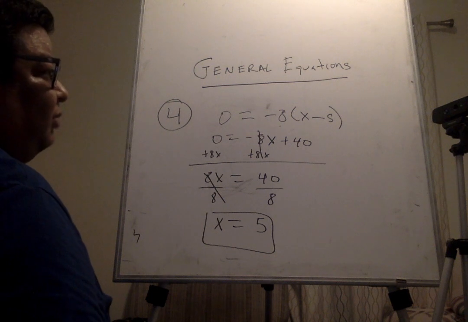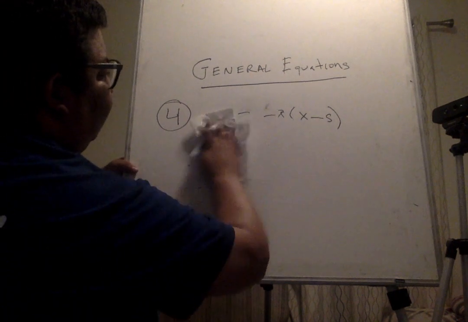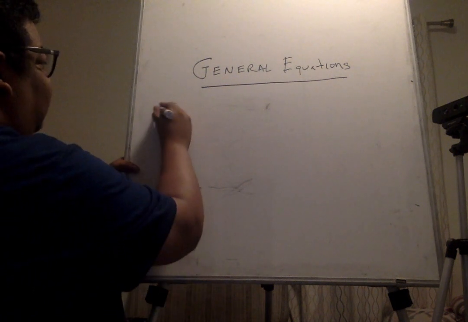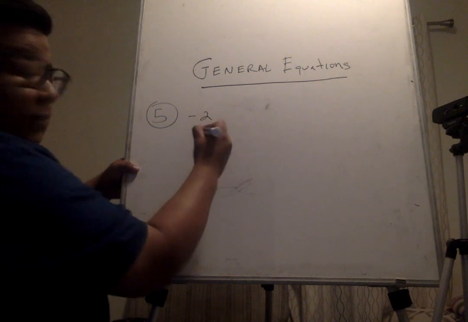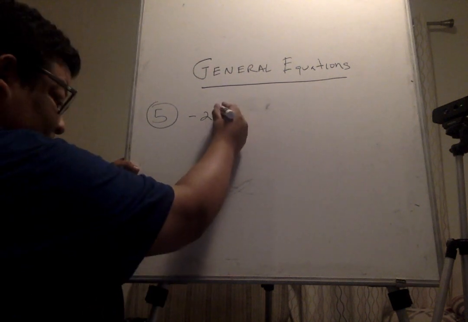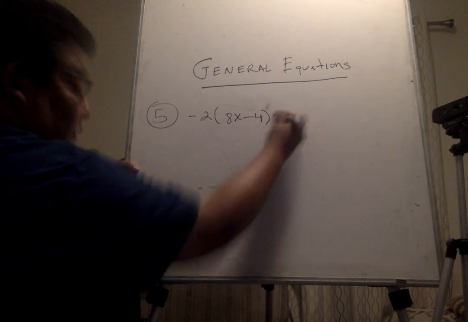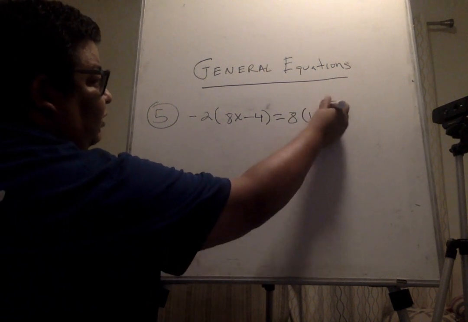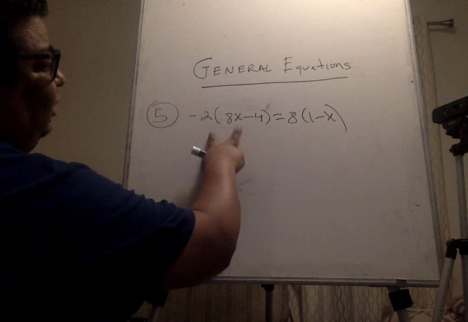Let's do our last problem. That's going to be a little difficult because we're going to have two distributions to do, one on the left side and one on the right side. So problem number 5 says that negative 2 times (8x minus 4) equals 8 times (1 minus x). You see, we have two distributions to do, one on the left side and one on the right side.